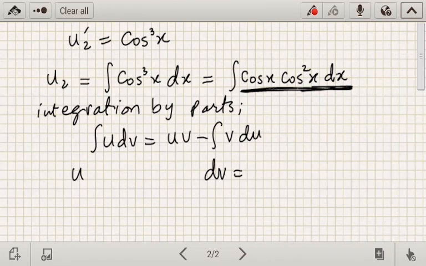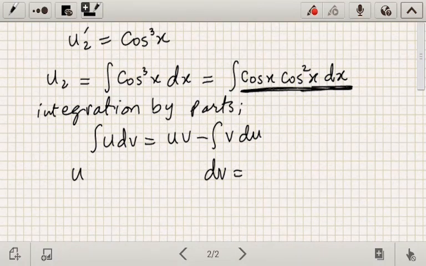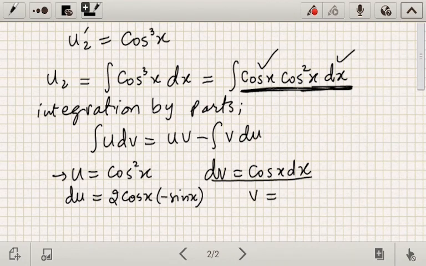So what we do is we choose dv as cos x dx, and we take u as cos square x. So du equals, you take the derivative of this and you write down 2 cos of x into minus sine of x. Similarly, you integrate dv and you make v, which in this case is v equal to sine of x.